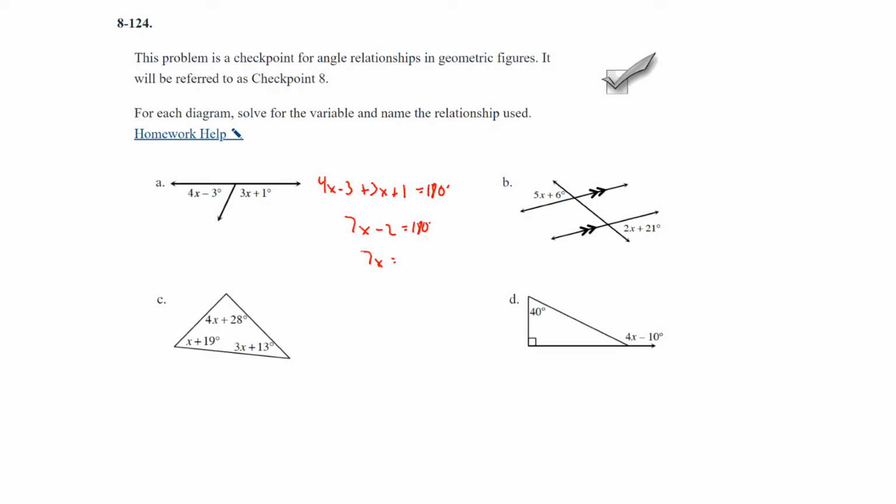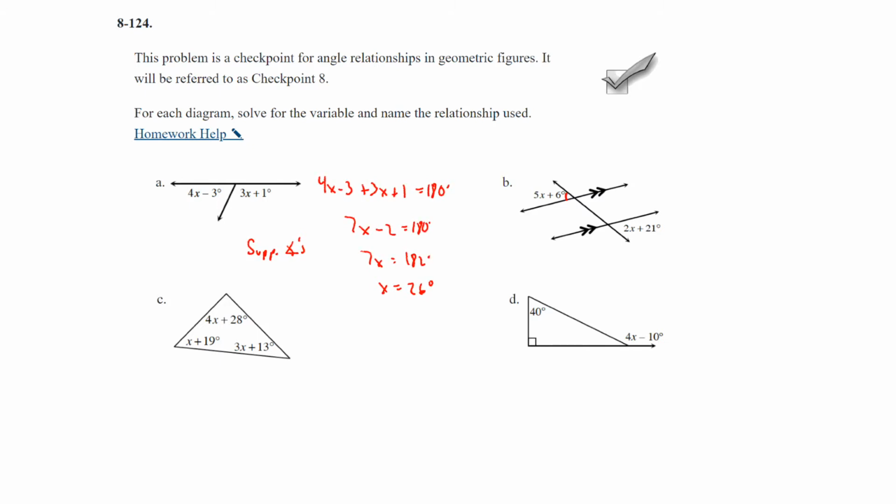Add 2 to the other side, and then divide by 7. So x is equal to 26 degrees, and once again, the angle relationship: these are supplementary angles because they're straight angles. Part B, we have two parallel lines cut by a transversal.